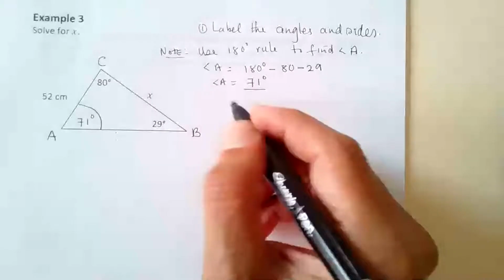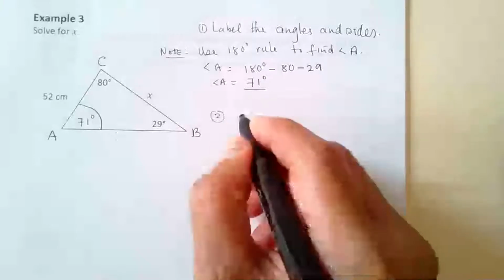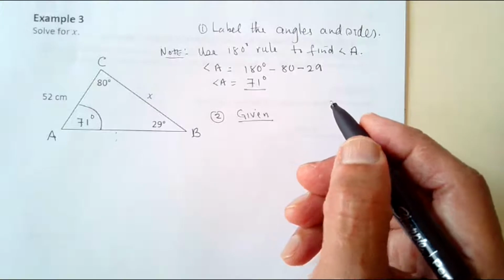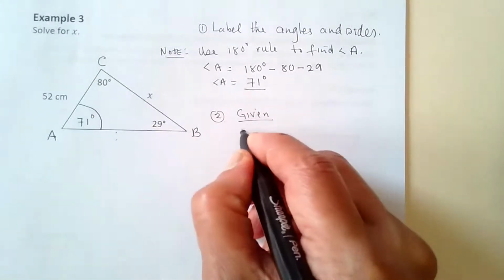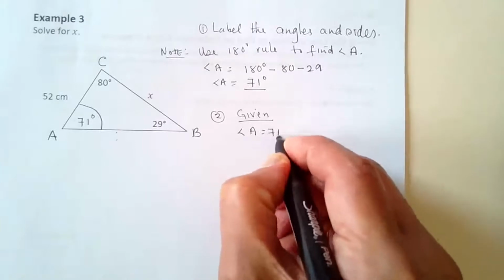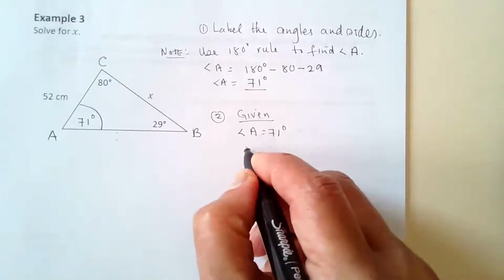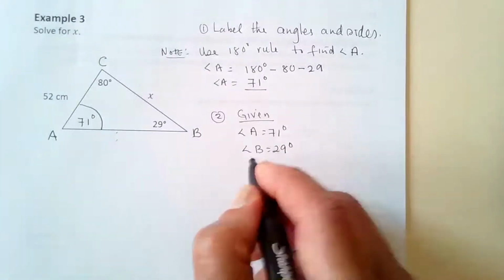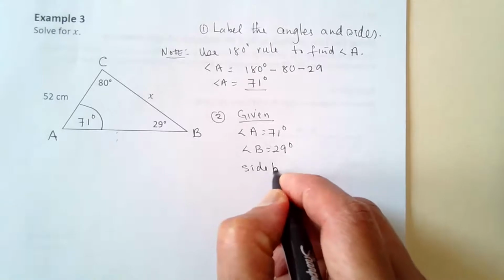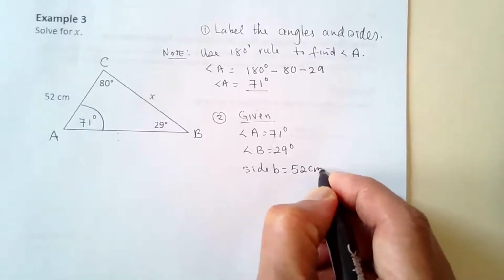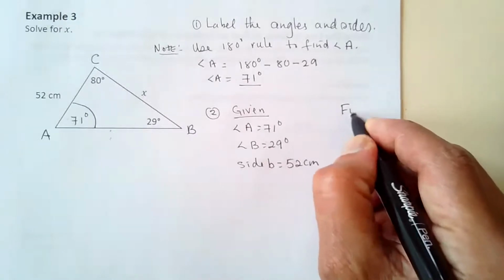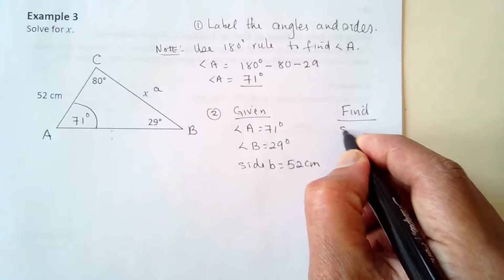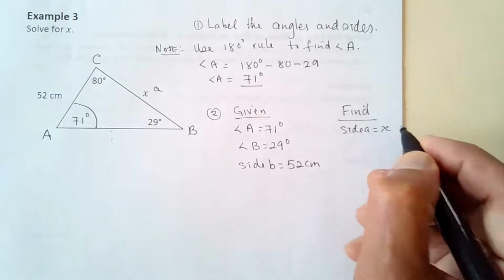So step 2, we write down what's given. Now we have angle A, 71 degrees. We have angle B, which is 29 degrees. And we have side B, which is 52 centimeters. And we have to find side A, which is X.